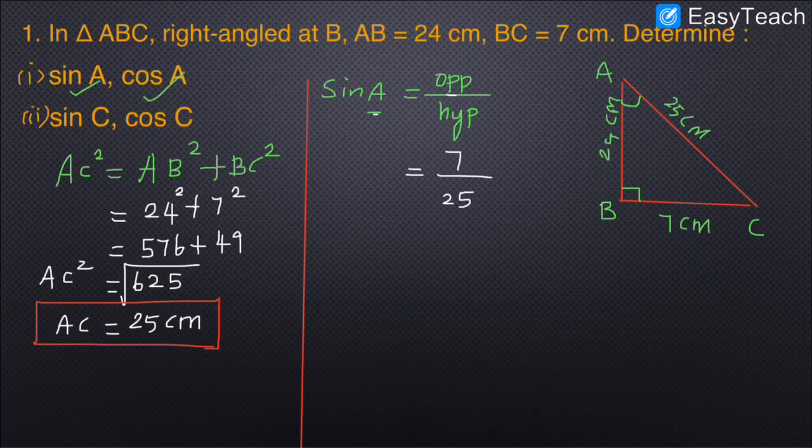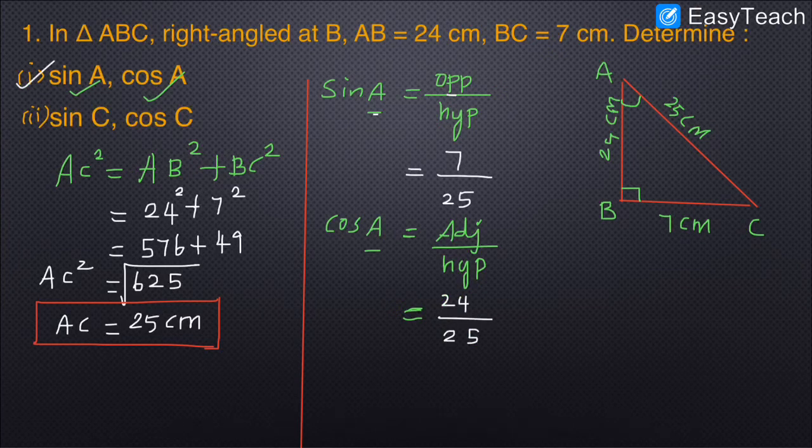So next, cos A. Again you make sure with the angle. So here also angle is A. This time, we know already what is the cos A ratio? Adjacent side by hypotenuse. So what is the adjacent side? This one, AB, which is 24 by 25. We are done with the first part, first question. Let's start the second question.